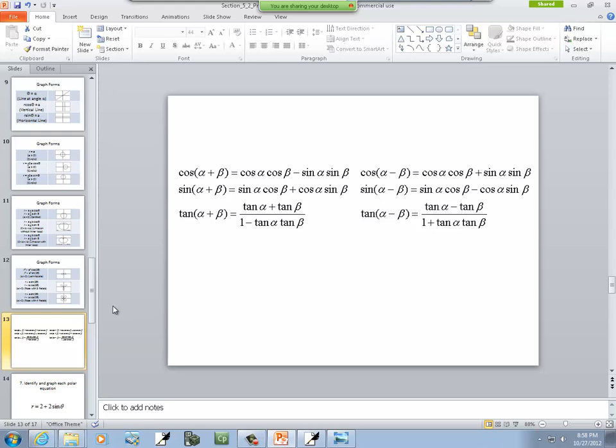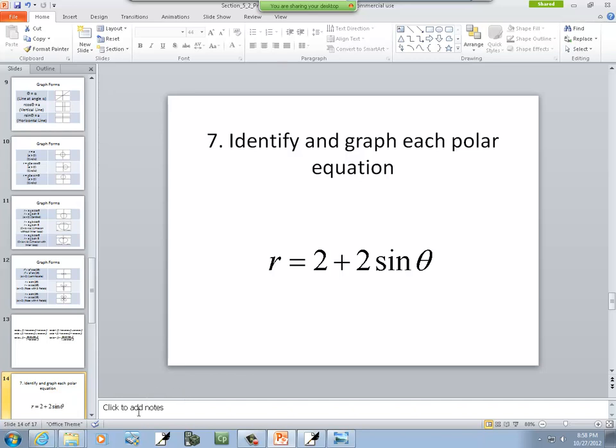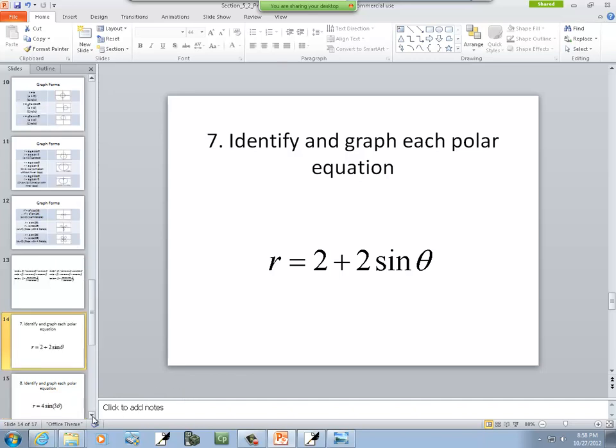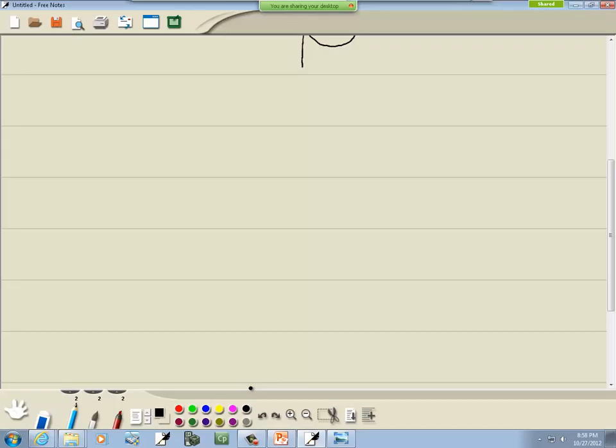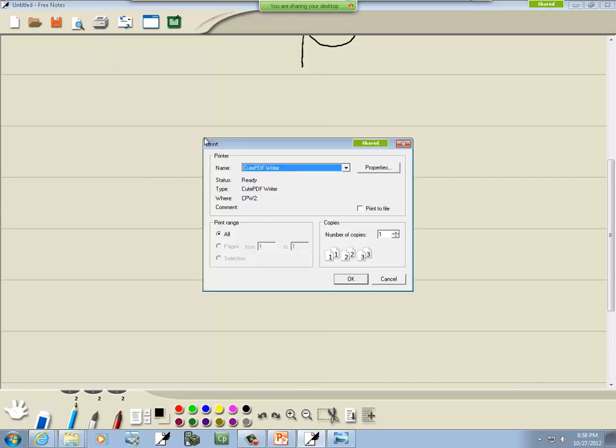Now these are some of our sum and difference formulas. We'll come back to those. We'll need them for at least this first problem. And let's take a look at this one. So identify and graph each polar equation. And let me save this, because I'll probably need some extra room.